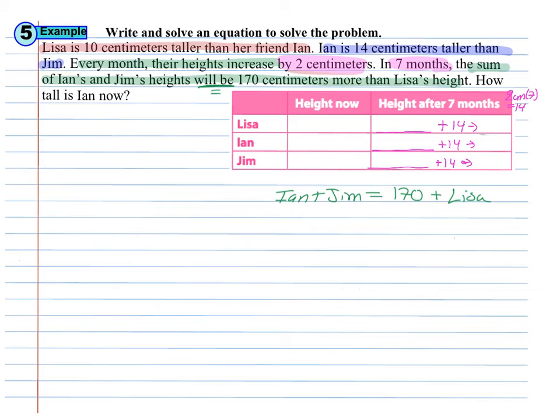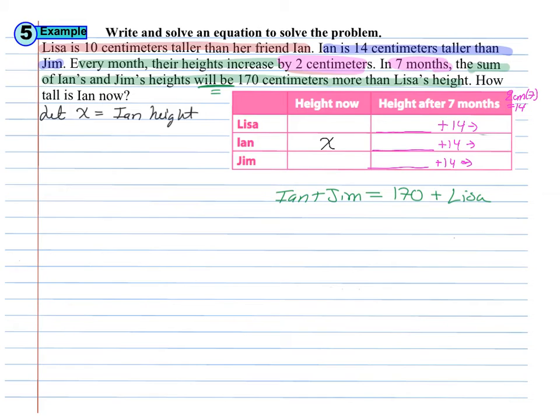Now let's go back and figure out what we're trying to find. They say on the last sentence, how tall is Ian? So that's how we're going to define it. Let's say x is equal to Ian's height. Okay, so we know that Ian is going to be x. You're always going to have one person in the situation be just a variable. The other two are going to be made up of that variable.